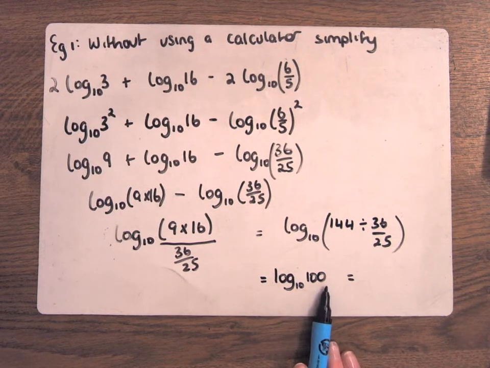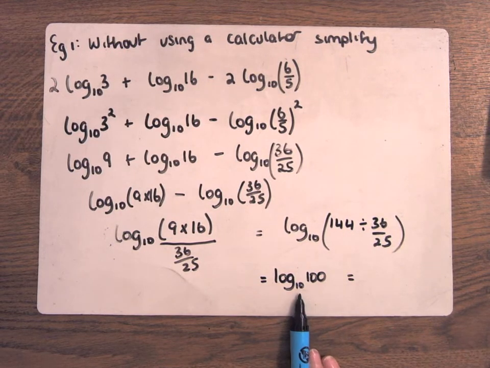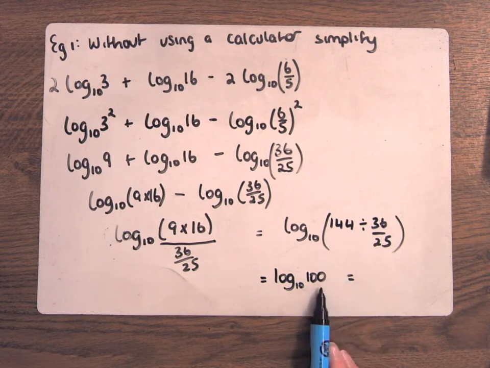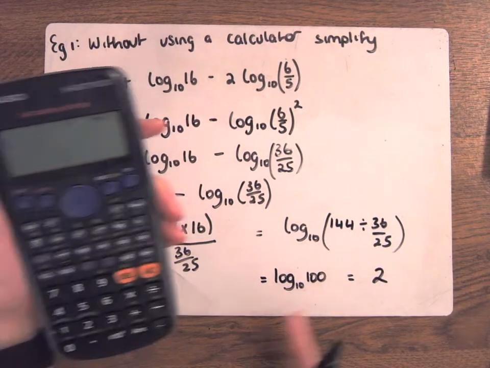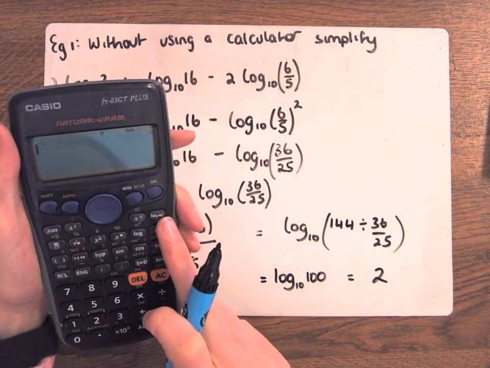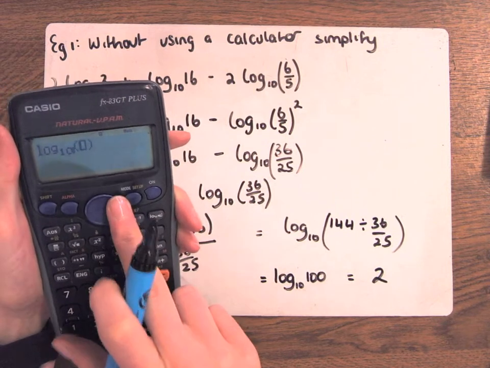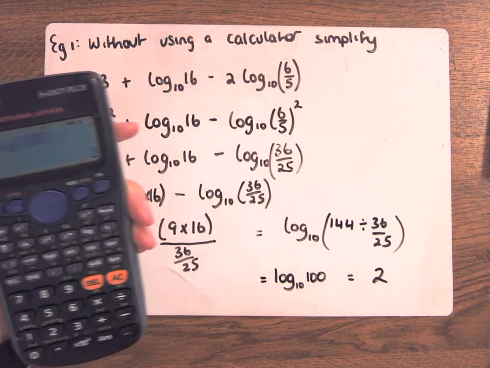Log to the base 10 of 100. There's my base. Here's my power. Here's my value. 10 to the power what gives me 100? So my answer is 2. And you can just throw that into your calculator if you want to check. Log to the base 10 of 100 is 2.